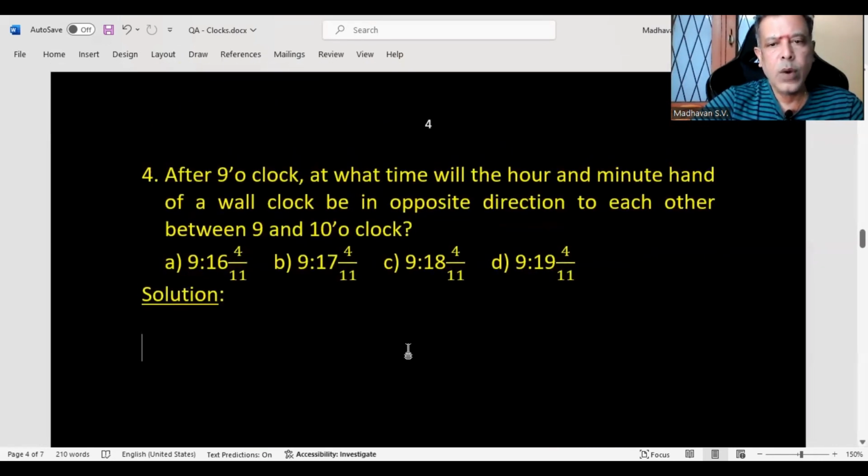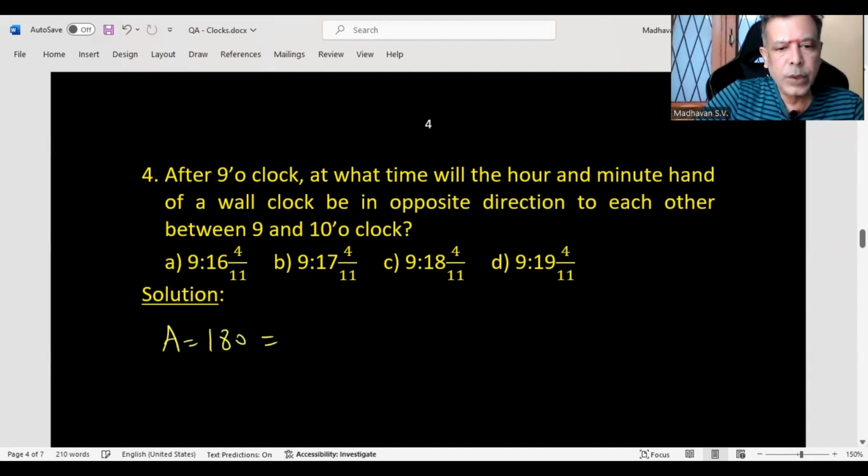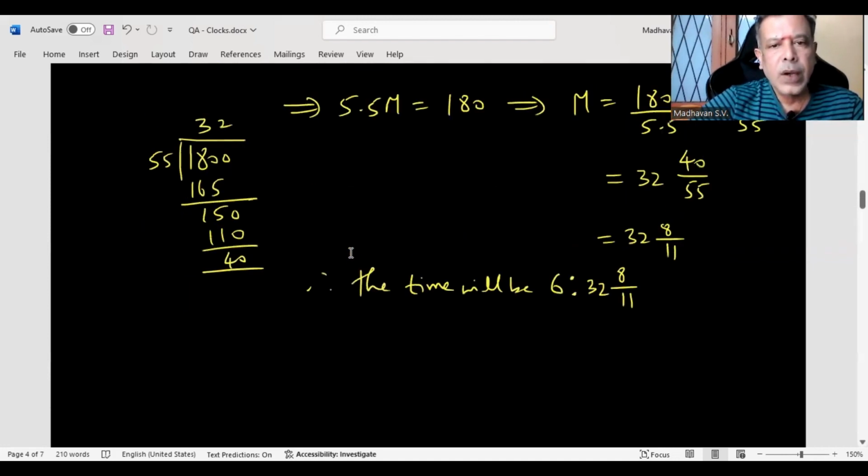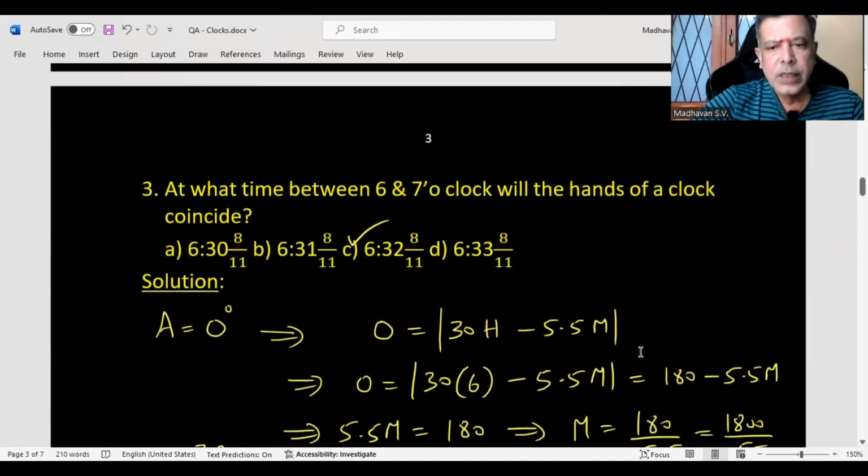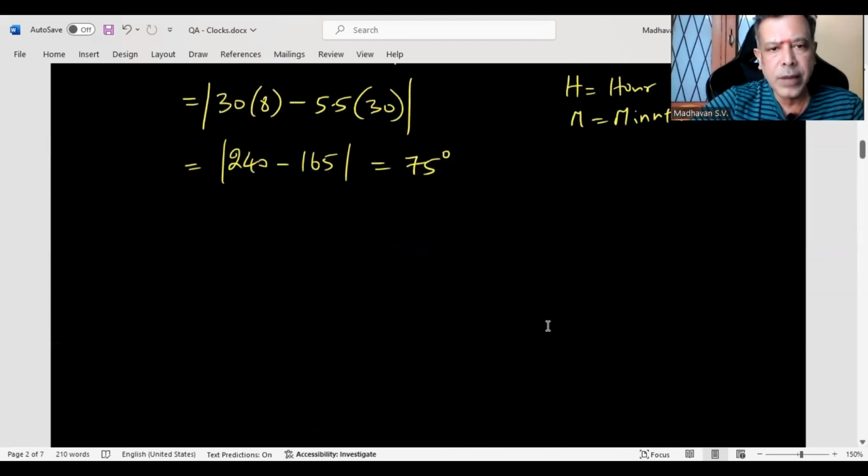After 9 o'clock, at what time will the hour and minute hand of a wall clock be in opposite direction to each other between 9 and 10 o'clock? Here, the hands being opposite to each other means it becomes a straight line. So it is 180 degrees. So the angle is 180 and that is equated to 30 times hour minus 5.5 times minute. See, everywhere I wrote this modulus. In case of any negative value, that will be converted to positive. For that reason, the modulus is incorporated, right?